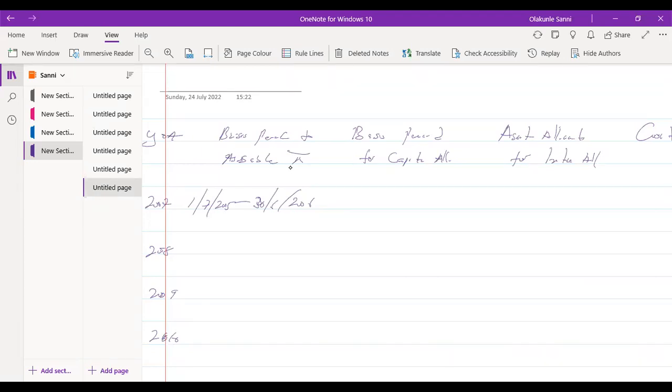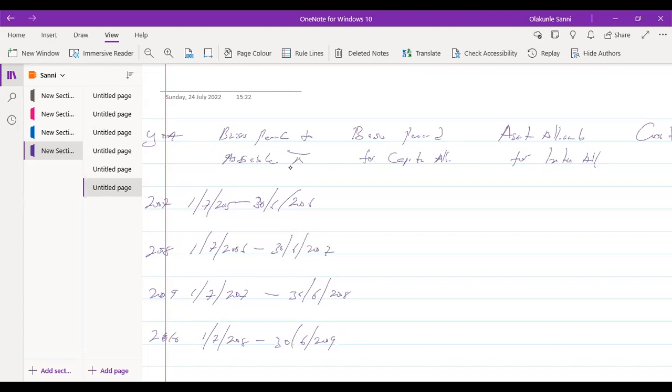This is not a commencement rule. Hello, sir? Yes, correct. The same thing will apply here. A day after this, 1/7/2006 to 30th June 2007. 1/7/2007 to 30th June 2008. 1/7/2008 to 30th June 2009. Class, now the base period for capital allowance.